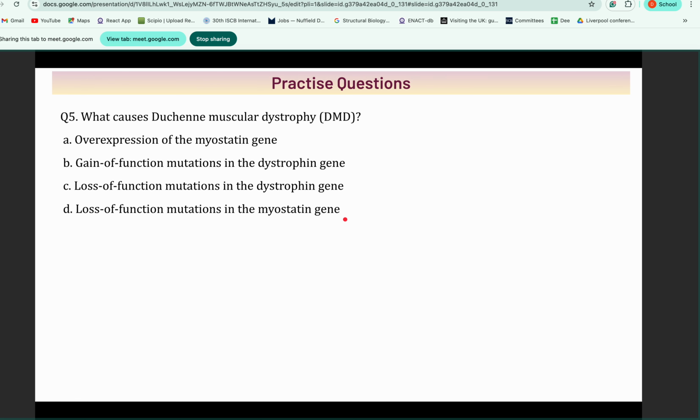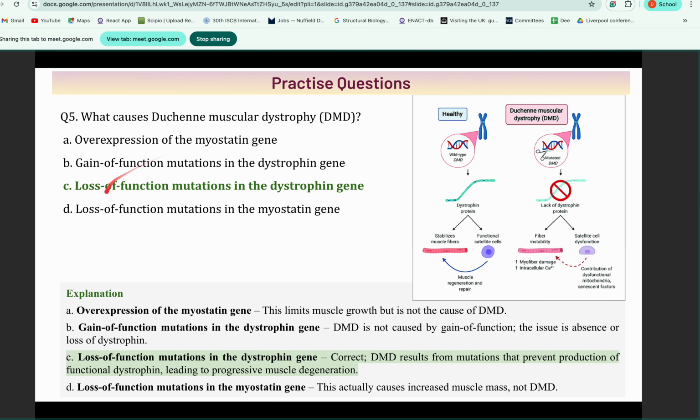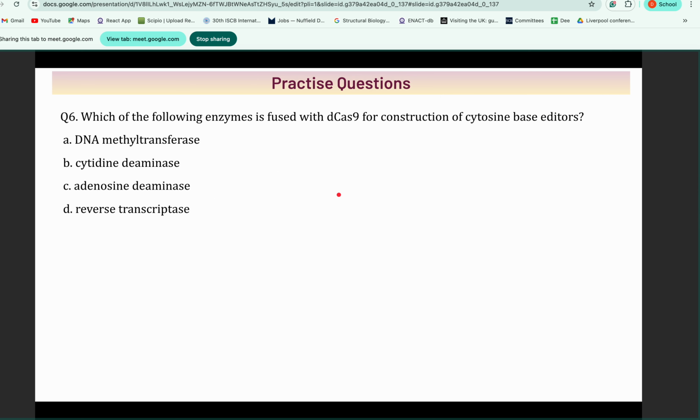We have talked about this in the recent topic only. So the right answer is option C, which is loss of function mutation in the dystrophin gene. We already know that due to certain exons, premature termination takes place, due to which this gene is incomplete. Due to the incomplete gene, muscles are weak. So this leads to the DMD disease. That's why the right answer is loss of function mutations.